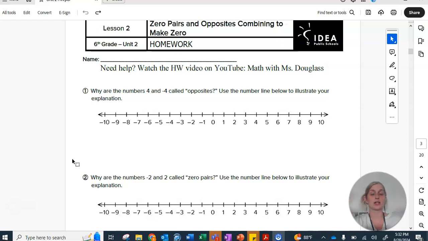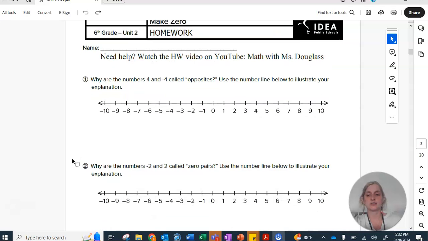So think about looking at your flashcards. You can write me what the definition of opposites means, and then draw where 4 and -4 are on the number line to prove the definition. You should really be looking at your flashcards.